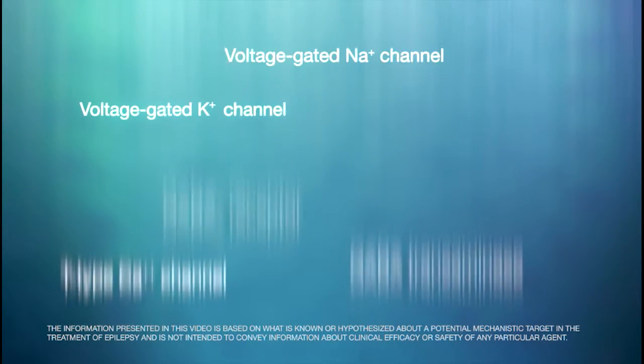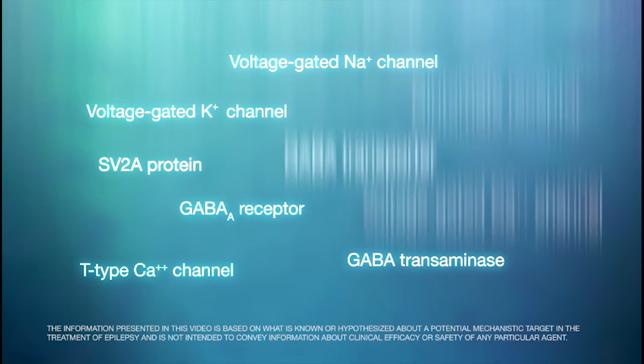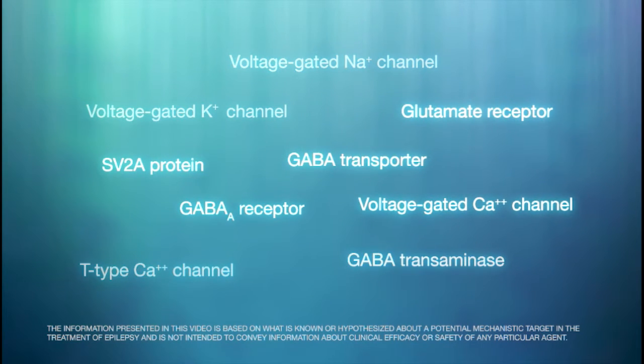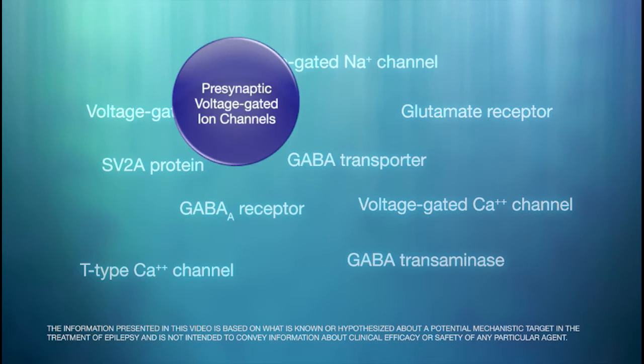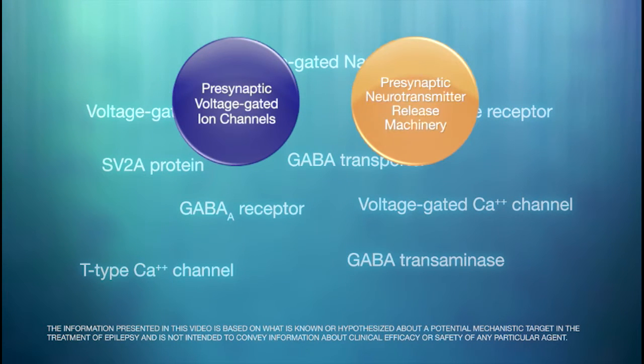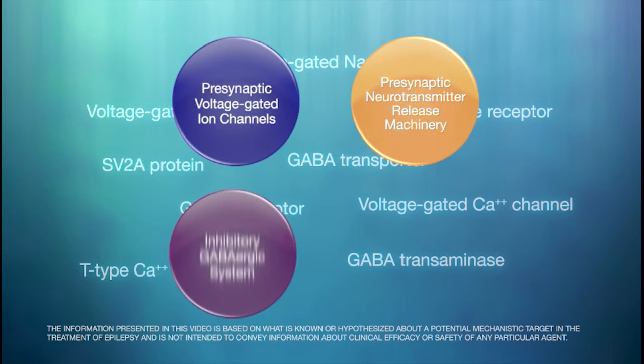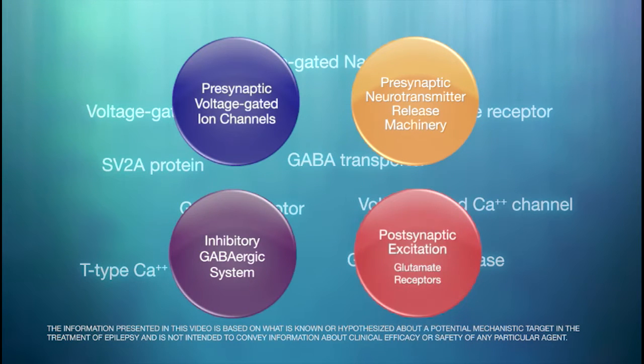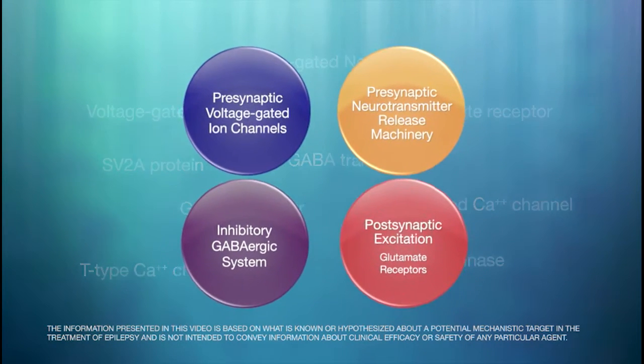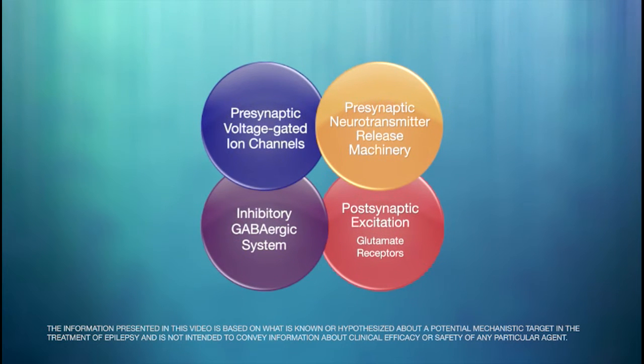All antiepileptic drugs, or AEDs, currently available can be grouped into 4 broad classes based on their different mechanistic targets: presynaptic voltage-gated ion channels, presynaptic neurotransmitter release machinery, the GABAergic system, and postsynaptic glutamate receptors. Currently marketed AEDs do not selectively target postsynaptic glutamate receptors.